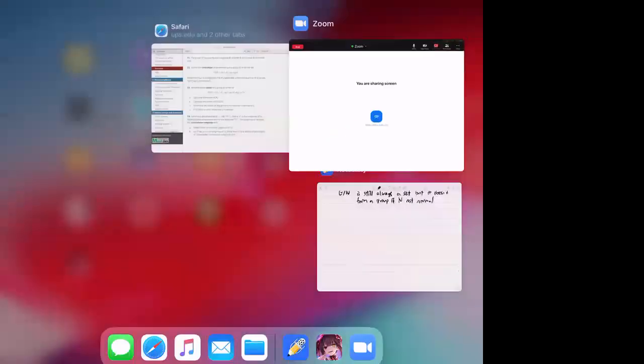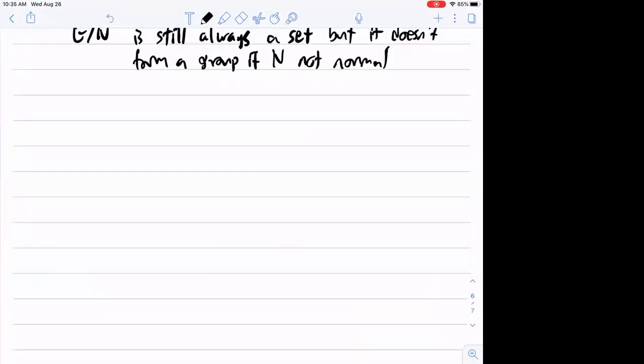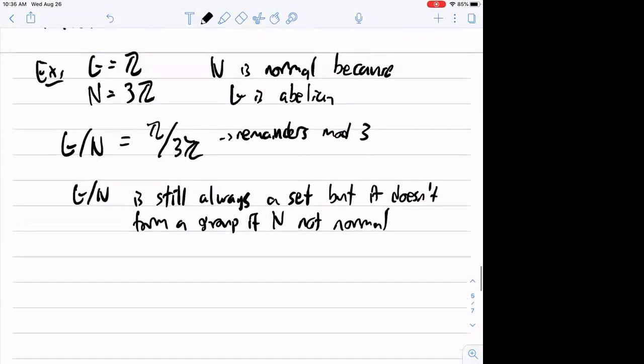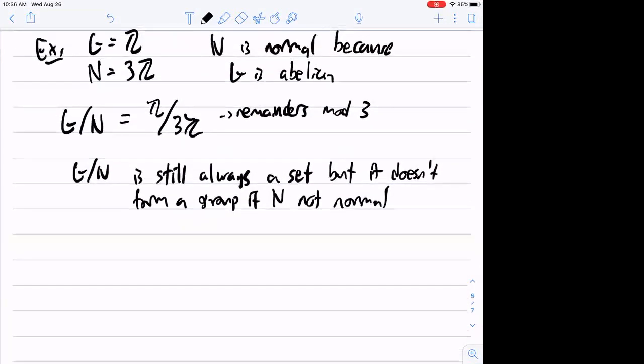I see. Okay, so let me just talk about the homework, the commutator subgroup, and call it a day. So let me just, the commutator subgroup.